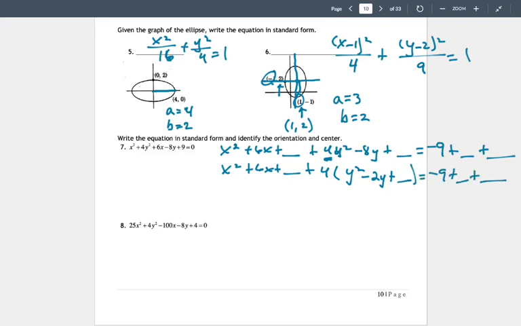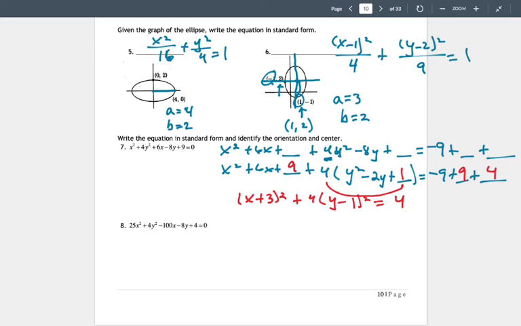Okay, now when I add the numbers to complete the square, I'll do 6 divided by 2 and then square it. So this will be 9 that I'll add to both sides. On this side, I'll do negative 2 divided by 2 and square it, which is 1. But I'm not just adding 1 to both sides, I'm adding 4. So we need to put a 4 there. So this will factor to be (x plus 3) squared plus 4 times (y minus 1) squared equals 4.